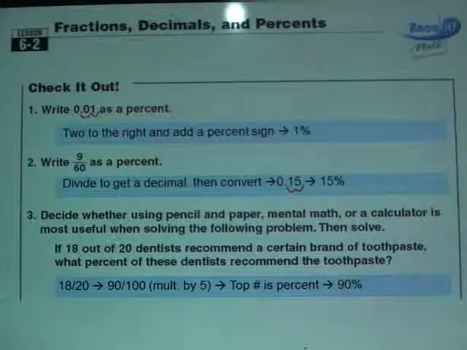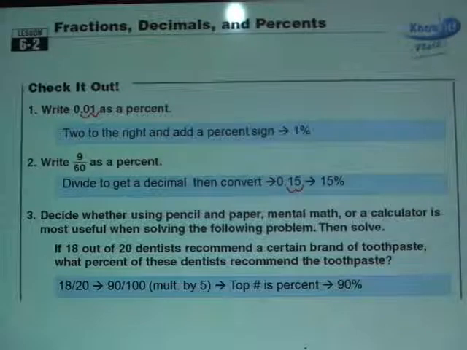Number 3, decide whether using pencil and paper, mental math, or a calculator is most useful when solving the problem, and then solve. And it says 18 out of 20, there's our fraction, 18 out of 20 dentists recommend a certain brand of toothpaste. What percent of these dentists recommend the toothpaste? Well, 18 out of 20 is my fraction. And again, if I can somehow make that bottom number into 100, the top number is automatically your percentage.